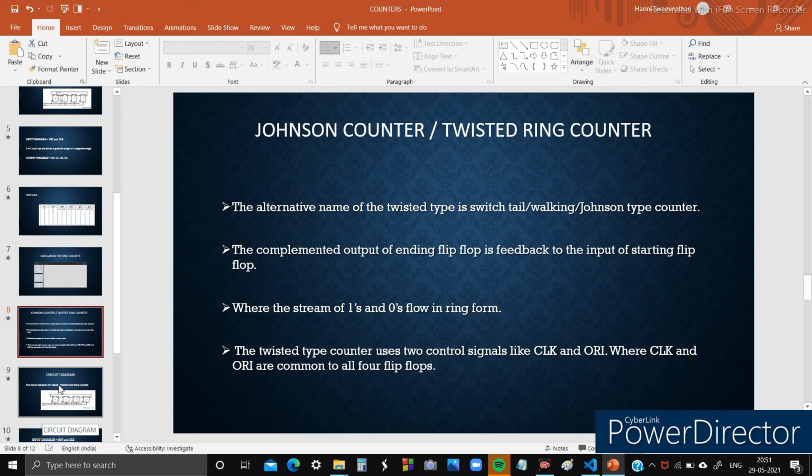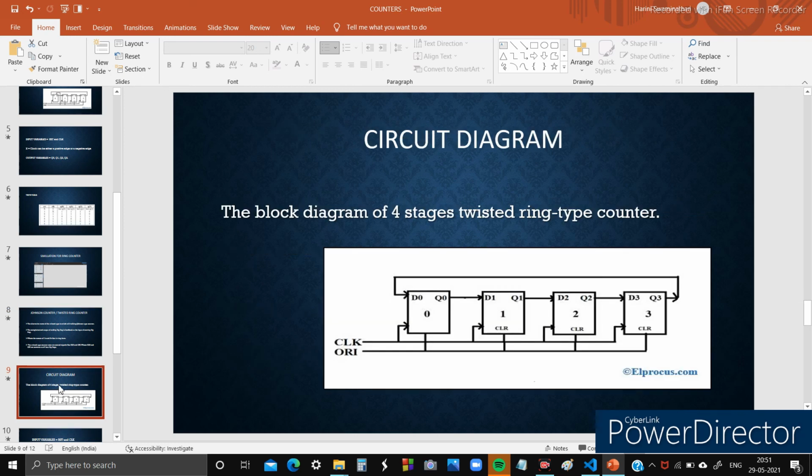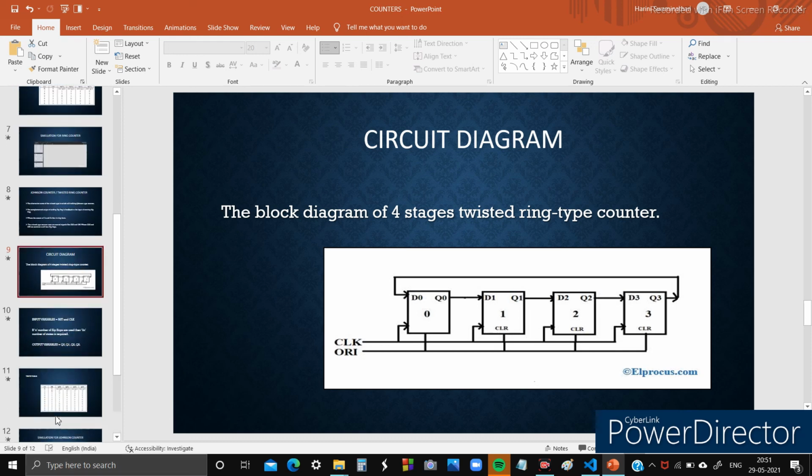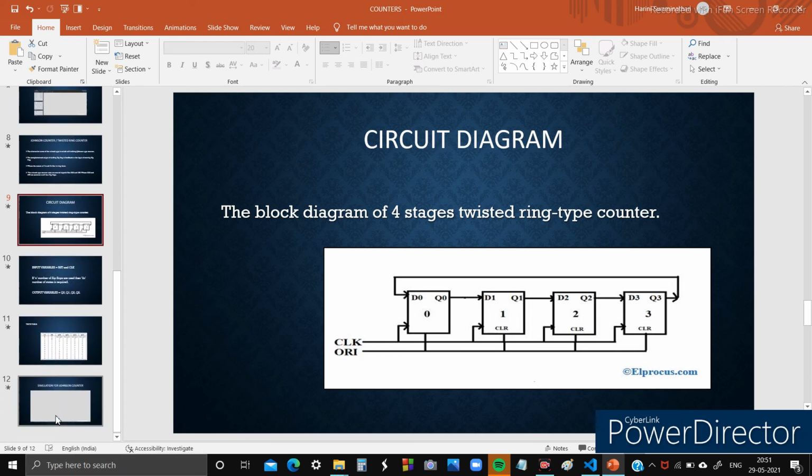Johnson counter. The alternative names of the twisted type are switch tail, walking or Johnson type counter. The complemented output of the ending flip-flop is fed back to the input of the starting flip-flop, where the stream of ones and zeros flows in ring form.